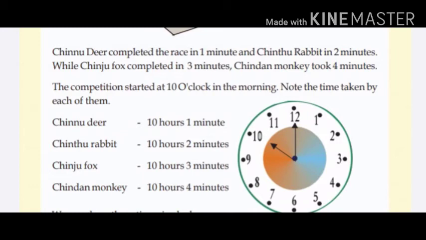Note the time taken by each of them. Chinnu deer 10 hours 1 minute. Chindu rabbit 10 hours 2 minutes. Chinju fox 10 hours 3 minutes. Chindan monkey 10 hours 4 minutes.